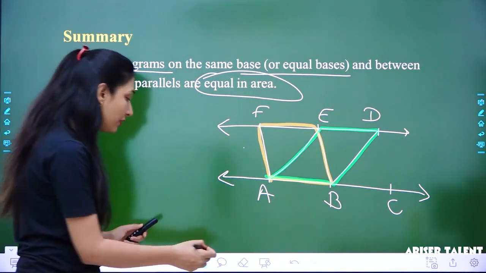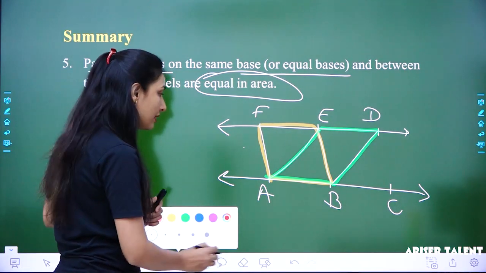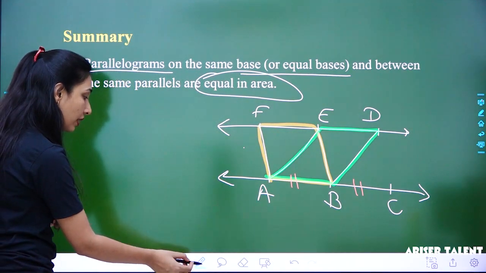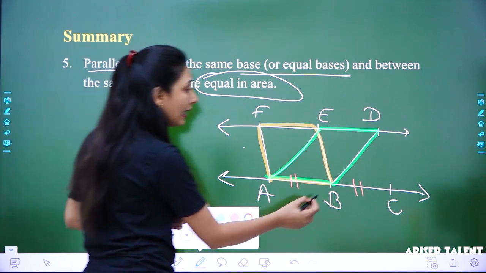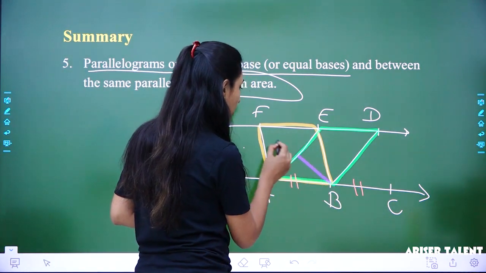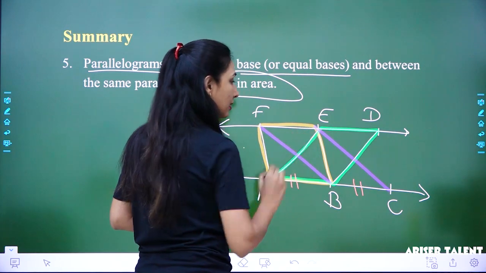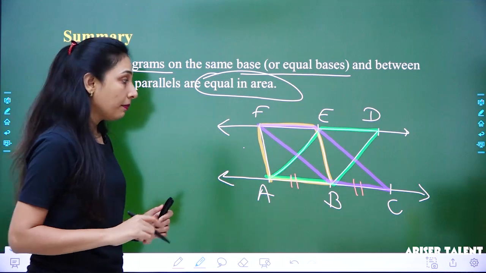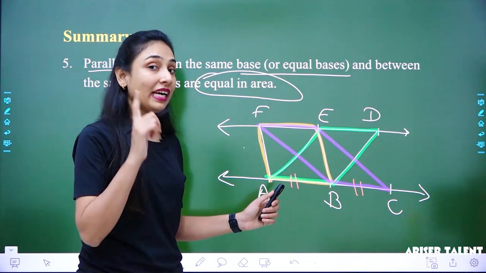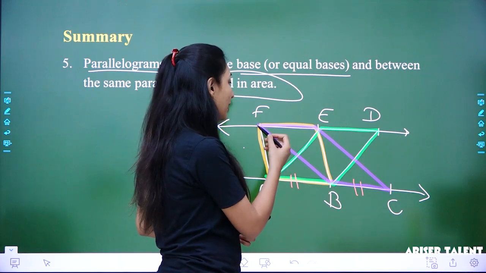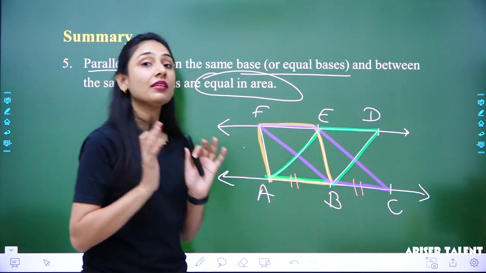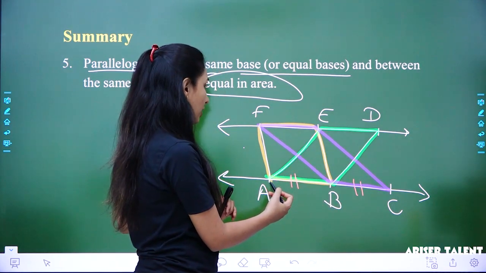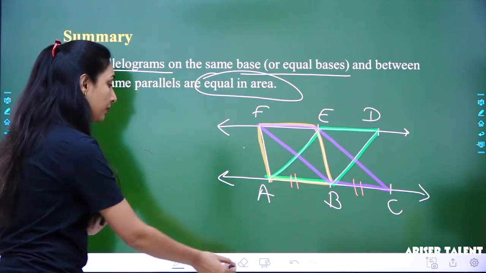And if we have equal bases, what does that mean? If AB is equal to BC, in that case, if I draw a parallelogram like that, let's suppose this and this, FECB is another parallelogram. Do they have the same base? No, but they have equal bases. That means this parallelogram FECB will have the same area as AEDB or AFEB. Understood? Okay.